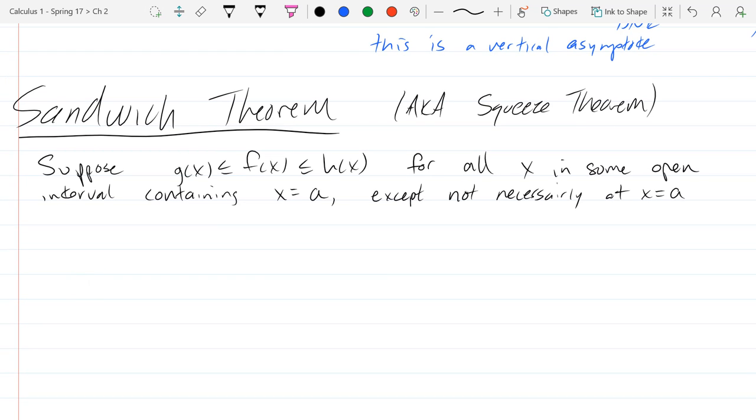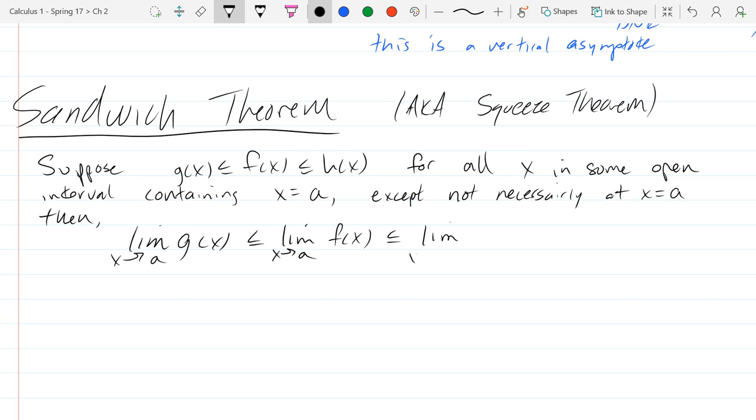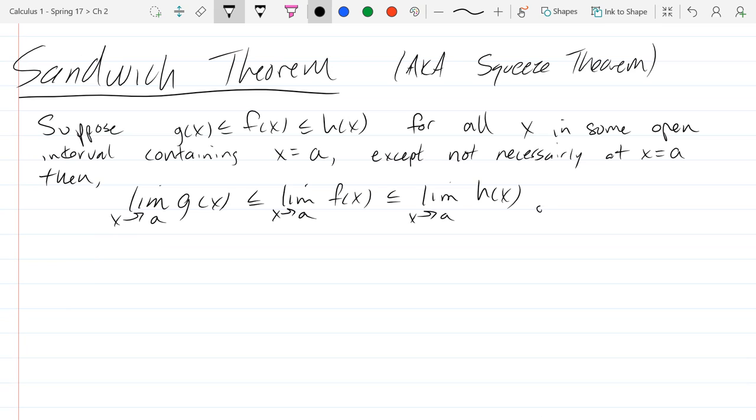I like to think of this as the Goldilocks function, where you have cold, medium, hot, and you have small, medium, large y values. What the sandwich theorem says is, you take the limit as x approaches a, the limit of g is less than or equal to the limit of f is less than or equal to the limit of h. So if you know your functions are lined up like this, small, medium, large, your limits go small, medium, large. Oop, that first function should be g. So g is the little one, f's the medium, and h is the big one. So that is the sandwich theorem.